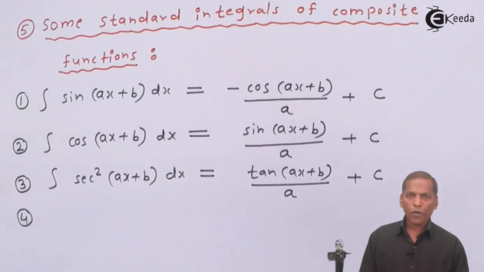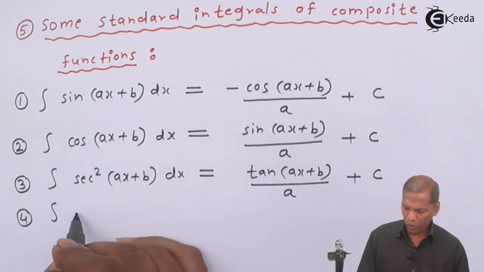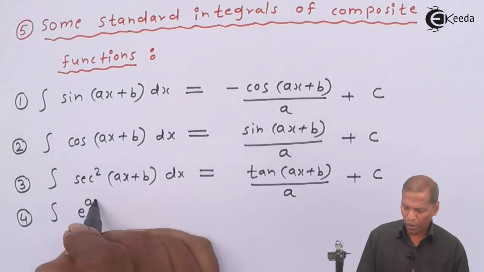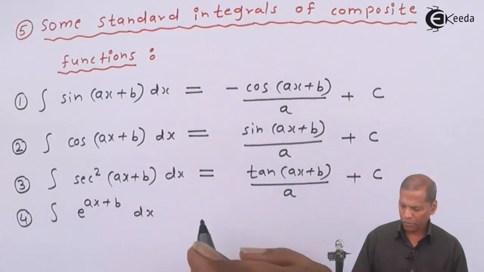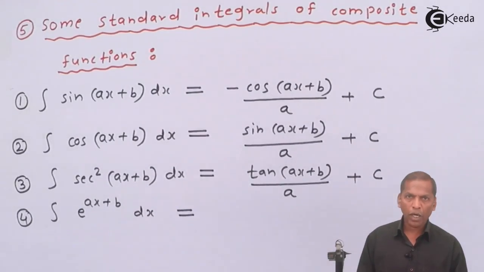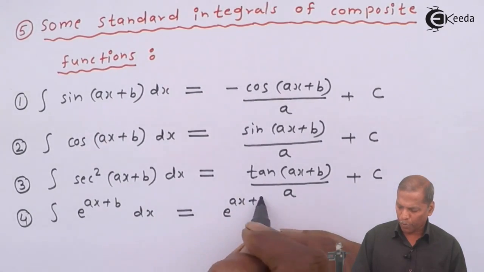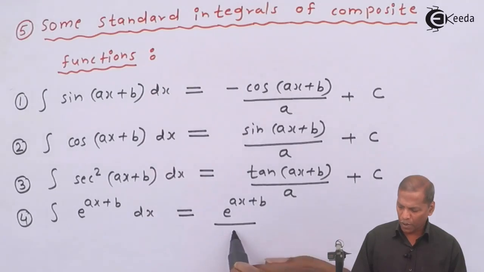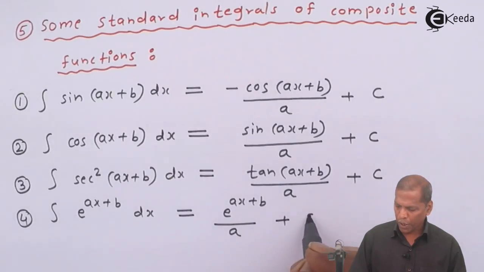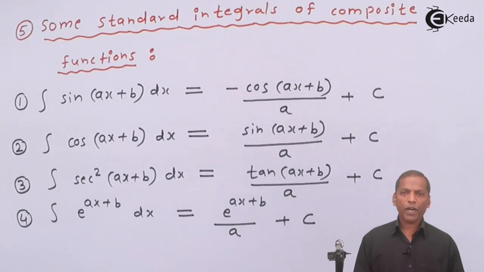And the formula number 4 is integral e raised to ax plus b dx is equal to e raised to ax plus b divided by the coefficient of x, that is a, plus c, where c represents the constant of integration.